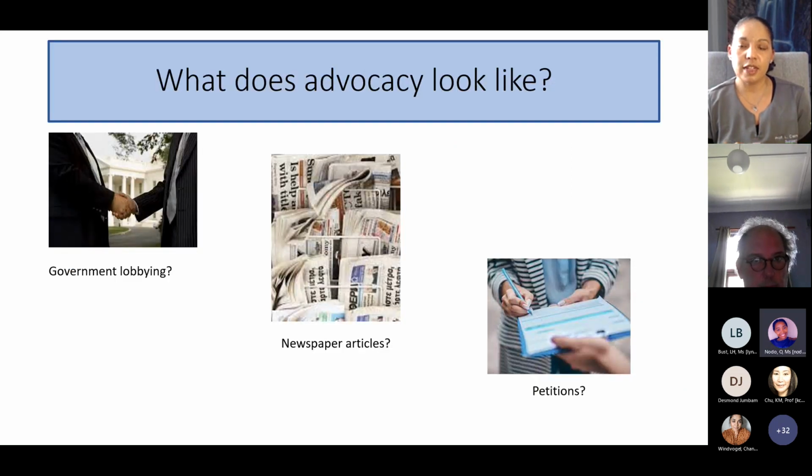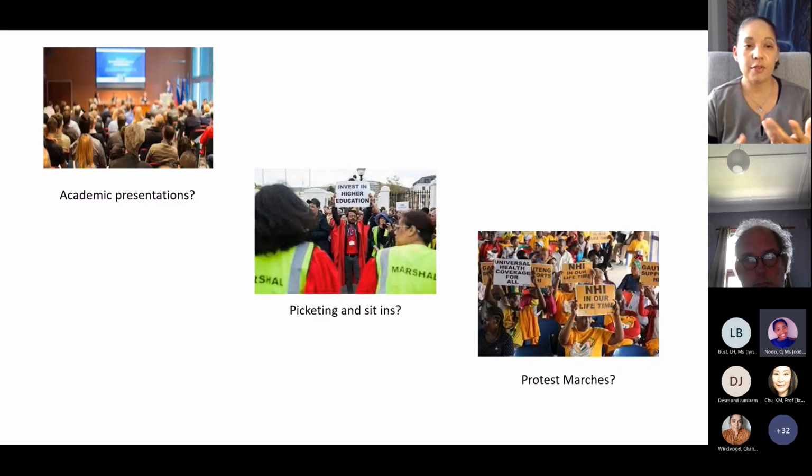So these are a few slides from my advocacy teaching, and I always find this interesting. I ask the people in the room to tell me what they think advocacy is, and what it looks like. And then these are the different kinds of options that I like to speak to. So advocacy could be lobbying government around a particular policy. It could be newspaper articles or op-eds, could be petitions, although we don't do them on paper anymore. For the academics, academic presentations at conferences is a form of advocacy.